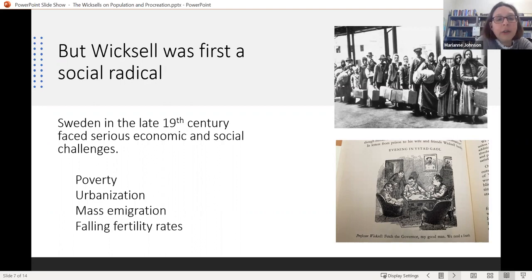So in late 19th century Sweden, in addition to emigration, there was poverty, emerging urbanization, and emerging industrialization. And between the emigration and falling fertility rates, Sweden starts to envision a population crisis. In 1820, women had roughly 5 children, and that had fallen to an average of fewer than 3 a century later. It would decline to less than 2 by the interwar years.